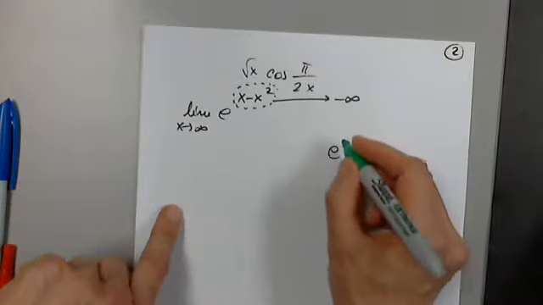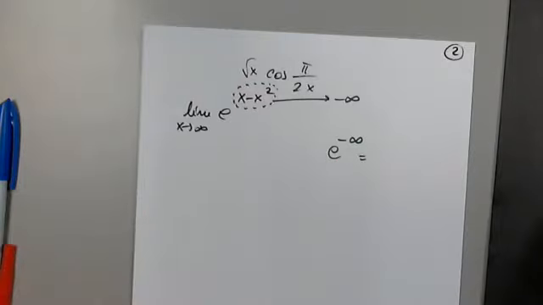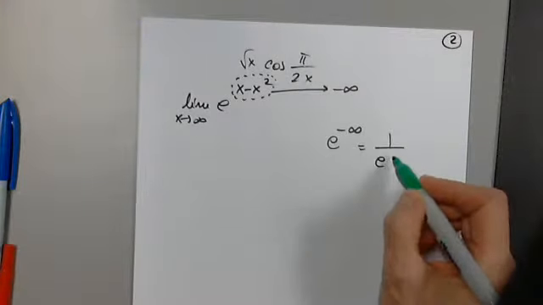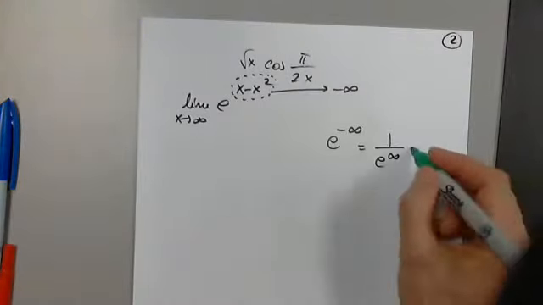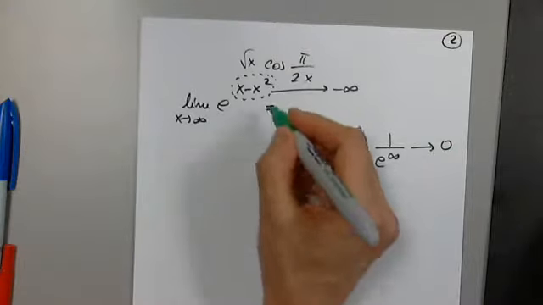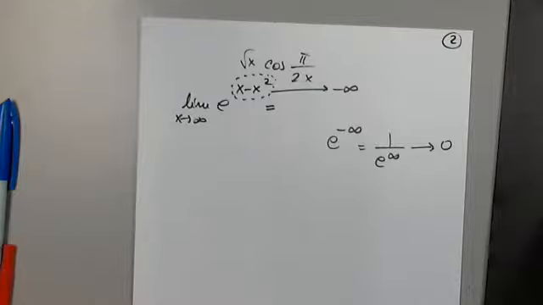So this is not a legitimate mathematical writing, to be exact, but let's say e to negative infinity is the same as 1 over infinity. Very good, perfect. And where does this go? To 0. Very good. So then what is the answer here? 0. That's it.